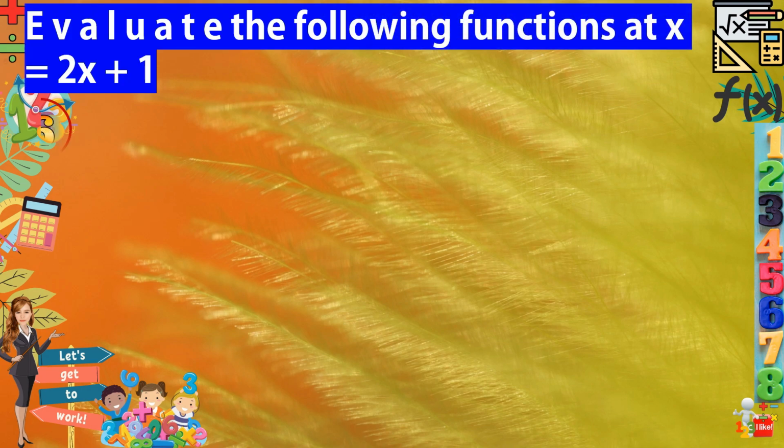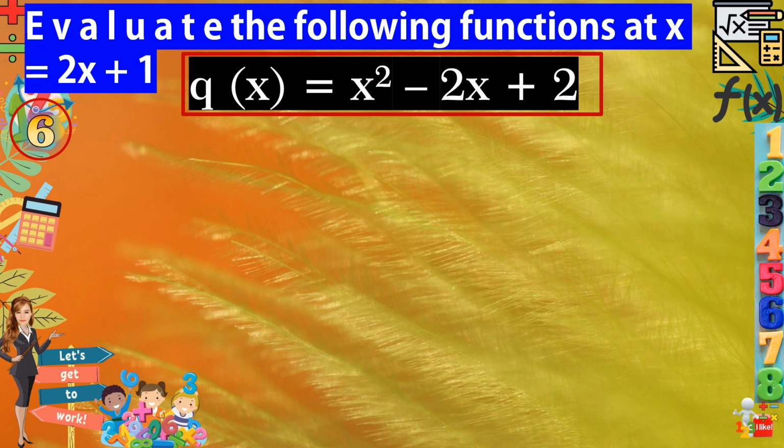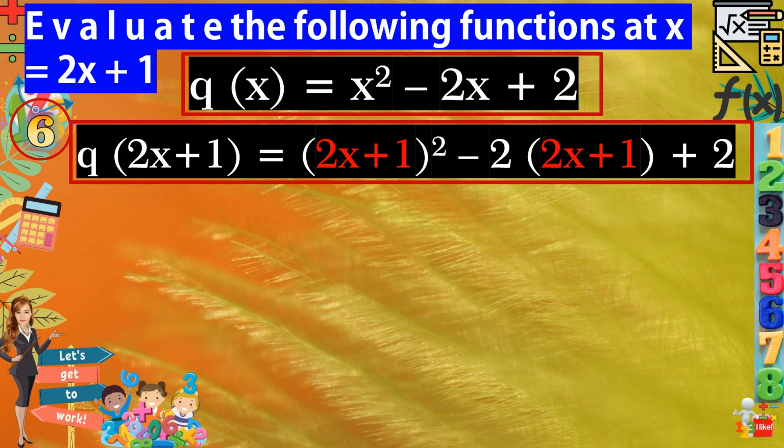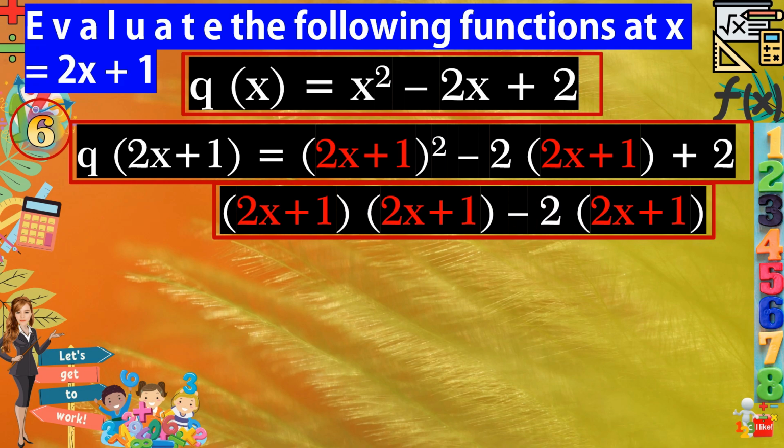Evaluate the given function q of x is equal to x squared minus 2x plus 2, where x is equal to 2x plus 1. Replace the x with 2x plus 1, so we have now the quantity of 2x plus 1 squared minus 2 times 2x plus 1 plus 2. Using FOIL and the distributive property, we can now solve the given function. 2x plus 1 times 2x plus 1.